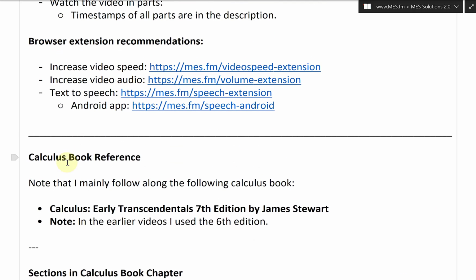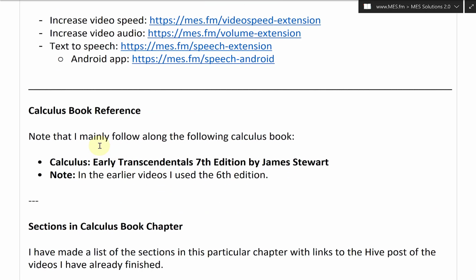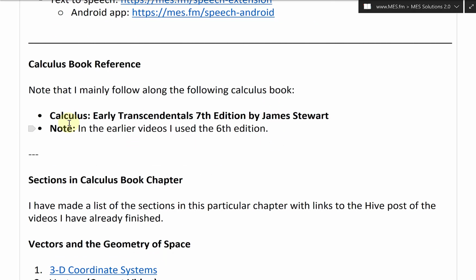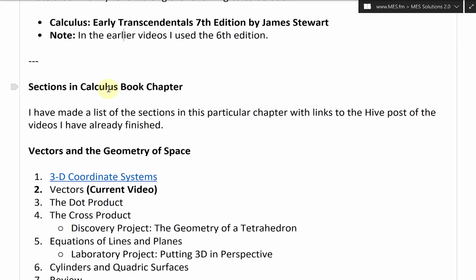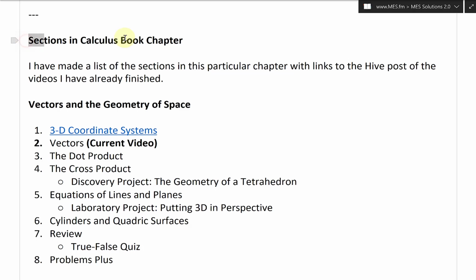So, calculus book reference. Note that I mainly follow along the following calculus book. This is Calculus: Early Transcendentals, 7th edition by James Stewart. Note, in the earlier videos, I used the 6th edition just for reference. And now here's a new segment here. I just included sections in the calculus book chapter.